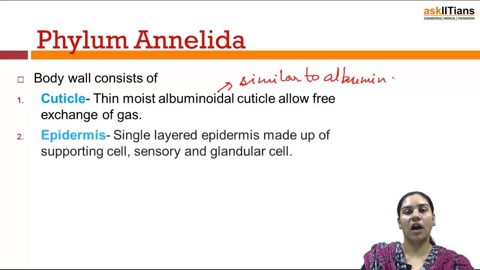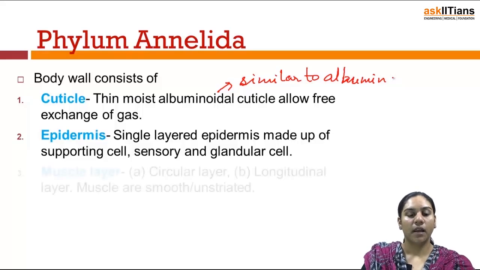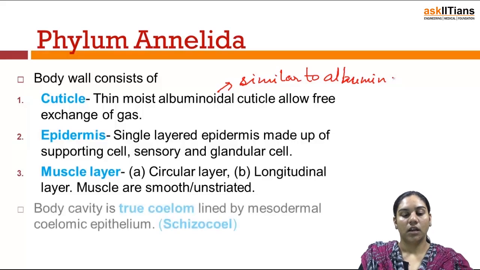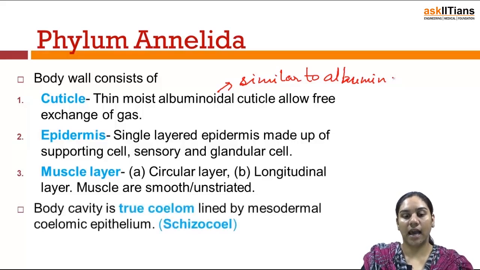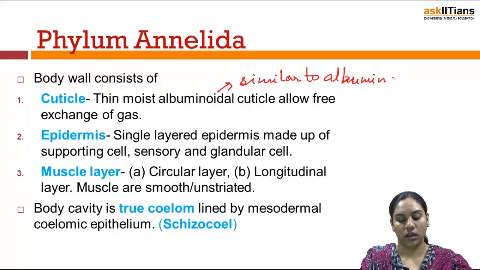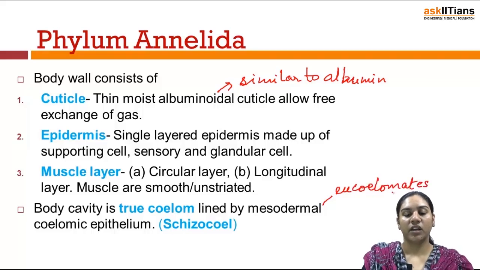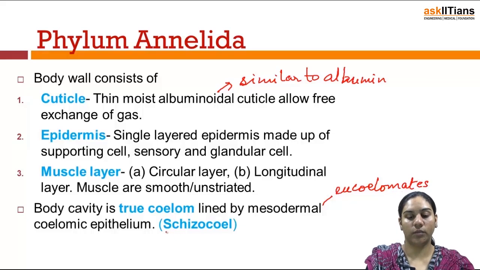The next layer after the cuticle is the epidermis. It is single layered and it is made up of supporting cells, sensory cells and glandular cells. The muscle layer consists of a circular layer and a longitudinal layer, and the muscles in the muscle layer are smooth and unstriated. The body cavity in these animals is a true coelom. That means they are eucoelomates, and among the eucoelomates, they are schizocoelomates.